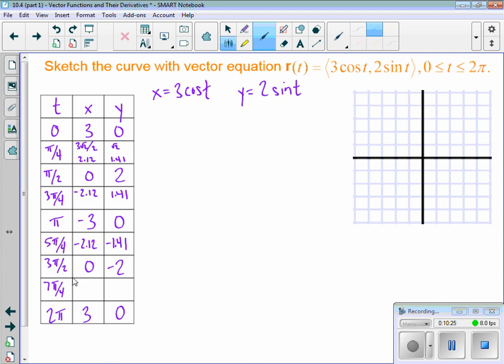And then 7 pi over 4, positive here, negative here, seem right? And do the other ones look okay? Did you guys double check those? Okay, then we're going to plot the points, so you just plot the x and y.